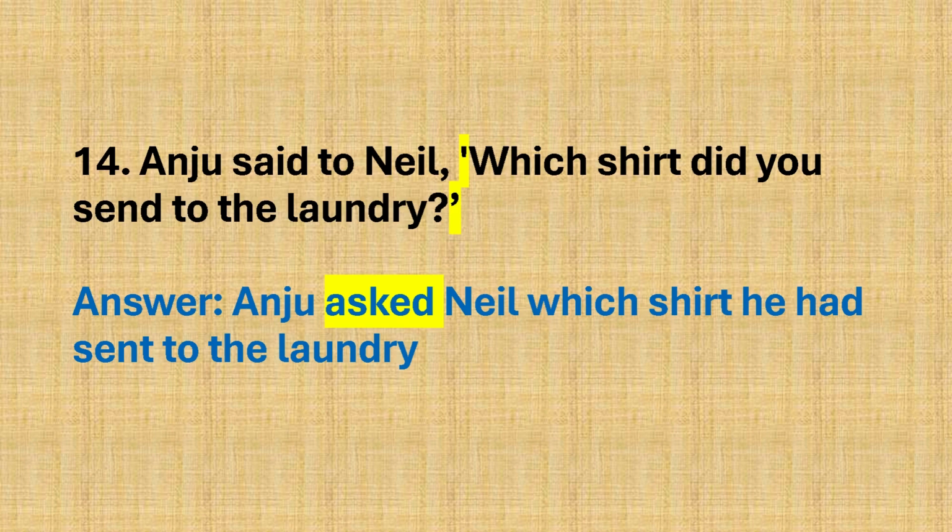The simple past did send changes to the past perfect had sent, and the pronoun you changes to he to refer to Neil, and the question format is retained: which shirt remained at the beginning. The auxiliary did is removed because it is no longer needed in the past perfect form. Removal of question mark: an indirect question does not retain the question mark.